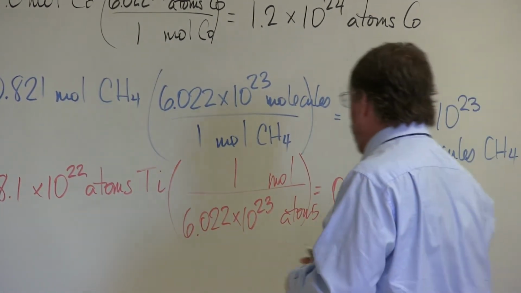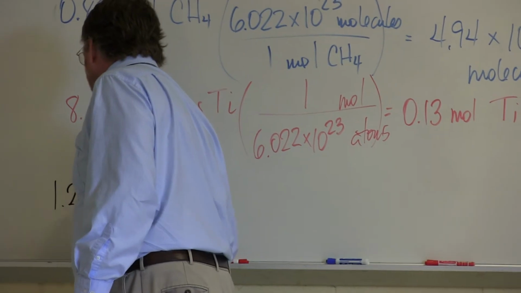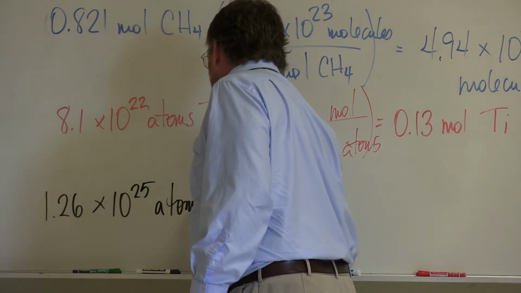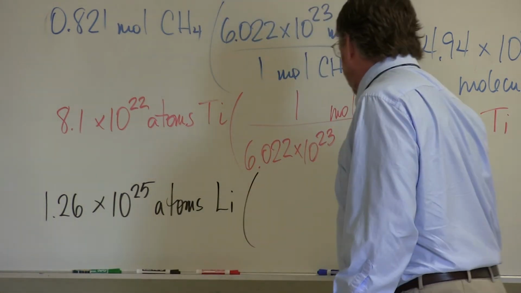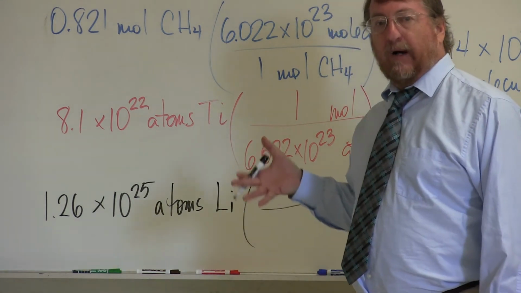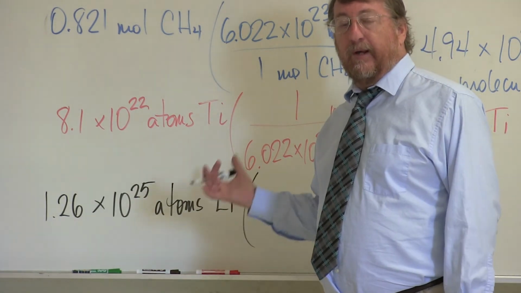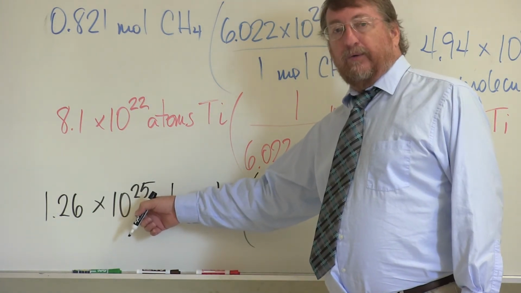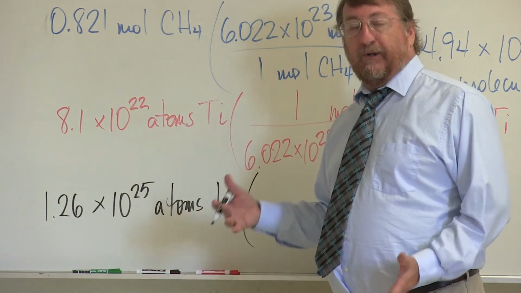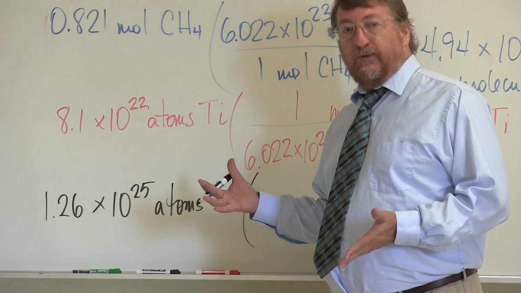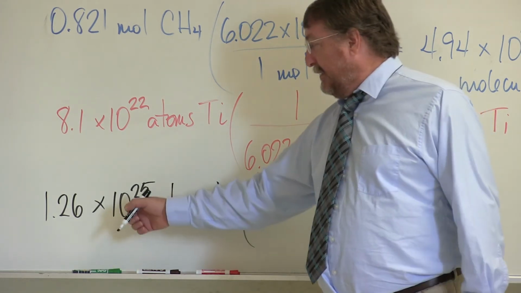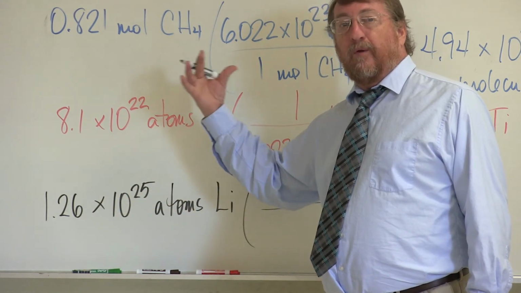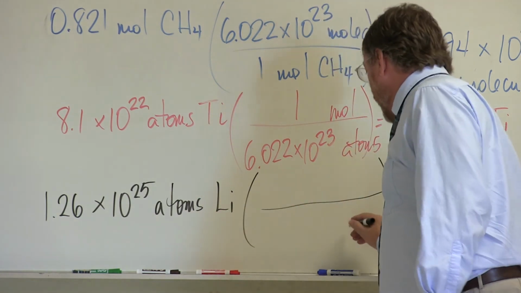So our last problem, we've got 1.26 times 10 to the 25 atoms of lithium. Again, it doesn't matter what substance it is. You probably want to track that and note it, but it doesn't matter when we're talking about moles. If we have 1.26 times 10 to the 25 particles, in there is a certain number of moles, because every set of 6.022 times 10 to the 23 particles is 1 mole. Now we can see this is much larger than 6.022 times 10 to the 23, so we should get much more than 1 mole. Okay, atoms are here, atoms coming to the bottom.